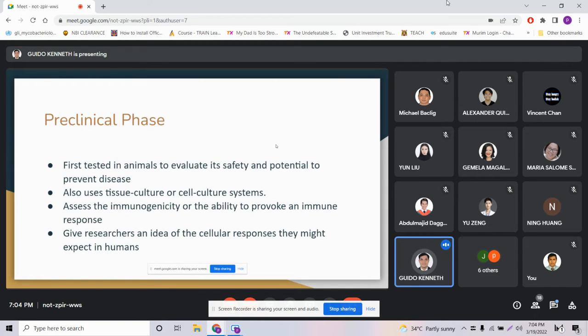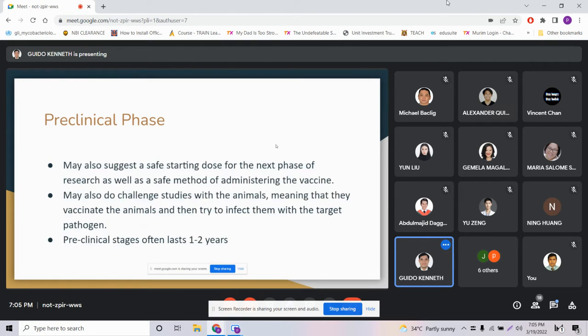So during the preclinical phase, this vaccine formulation is first tested in animals such as mice and monkeys to assess its safety and potential to prevent disease. Apart from animals, tissue culture or cell culture systems might also be utilized during this phase. The purpose of this phase, apart from safety, is to assess the immunogenicity of the vaccine for researchers to have an idea of the cellular responses they might expect in humans.